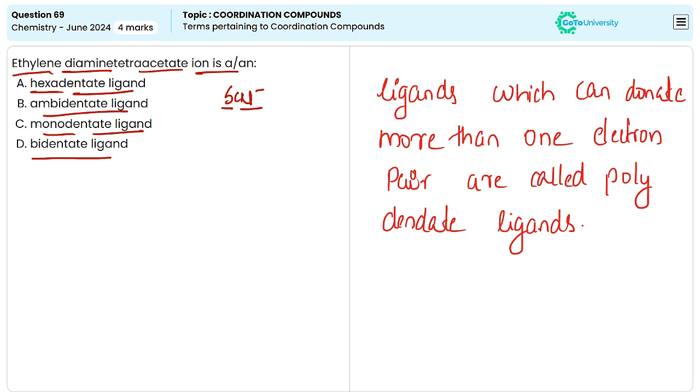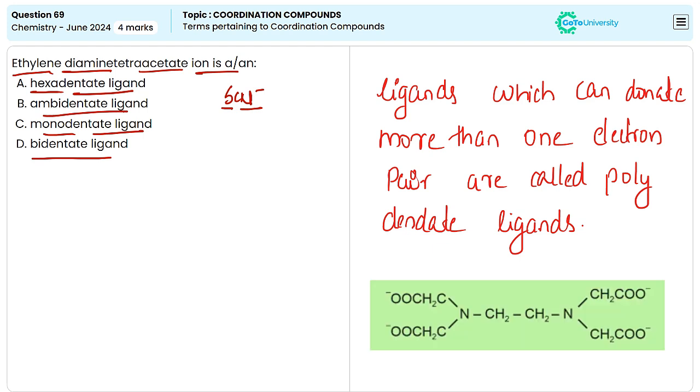Now let's come into ethylene diamine tetraacetate ion, which has the given structure. From this structure, it is clear that ethylene diamine tetraacetate or EDTA is a type of hexadentate ligand, because they can donate the electron pairs which is present on 2 nitrogen atoms and 4 oxygen atoms. So due to the presence of these 6 electron pairs which is able to donate to the central metal atom, they are known as hexadentate ligands. Option A is the correct answer.